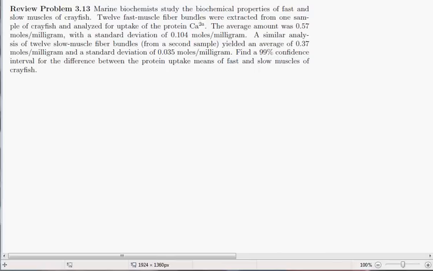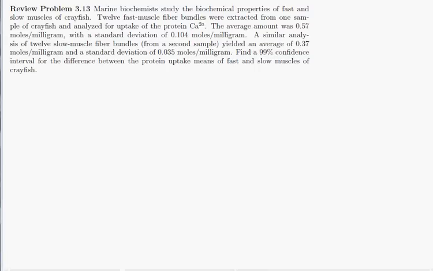Okay, let's take a look at this confidence interval problem. Marine biologists study the biochemical properties of fast and slow muscles of crayfish. 12 different muscles are looked at from one sample, and then 12 different muscles are looked at from a second sample. Find a 99% confidence interval for the protein uptake rates of the fast and slow muscles of crayfish.